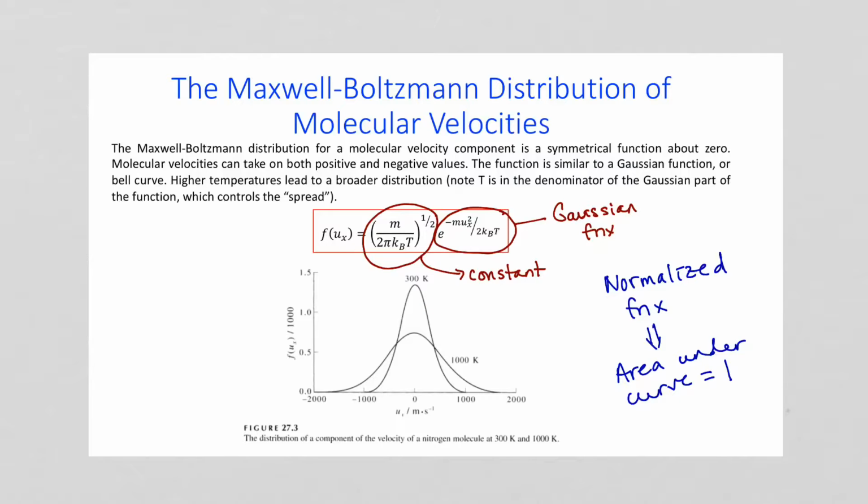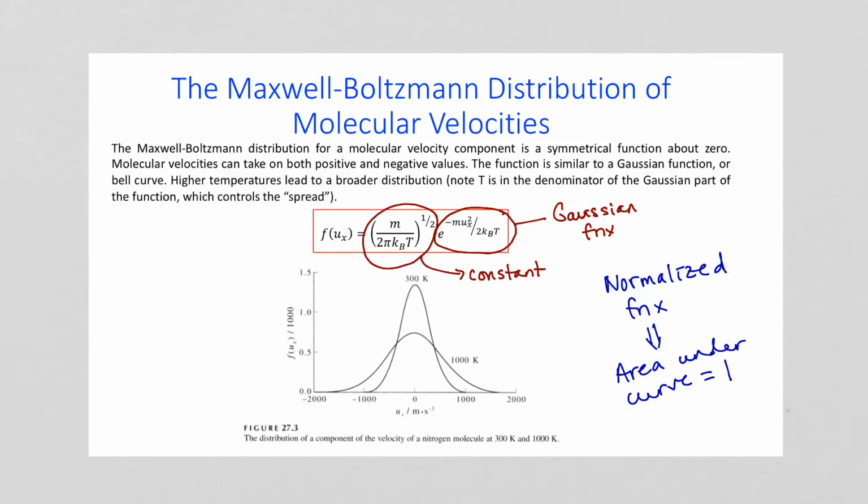And then last little tidbit of information is, notice that in the denominator of the Gaussian part of our function, we have the temperature there. That essentially dictates the spread of the function. So when you change the temperature, you're going to change the width of that distribution, and that's because we've got the temperature down there in that denominator. That's just a typical feature of a Gaussian distribution.